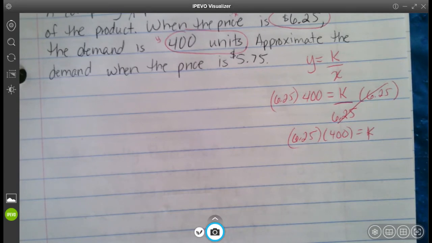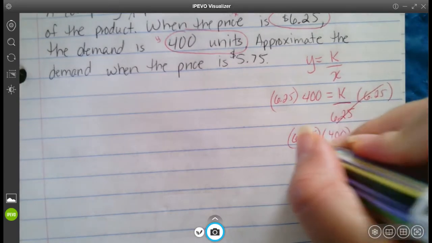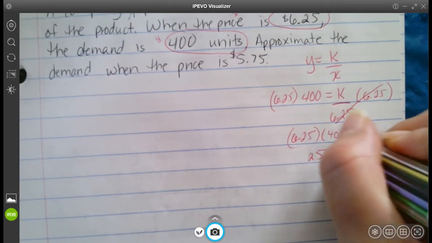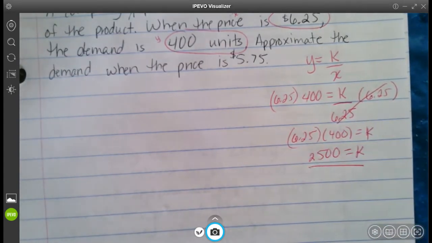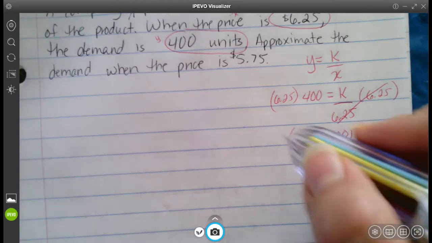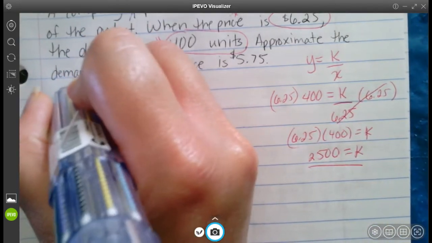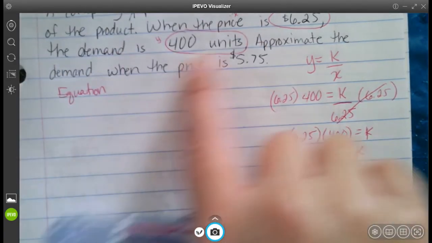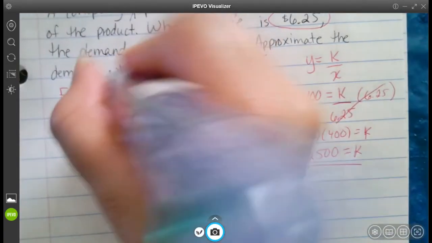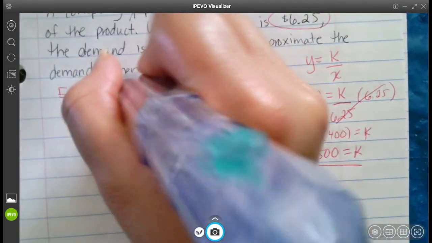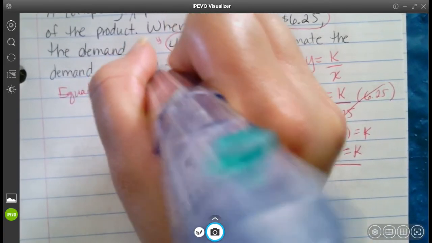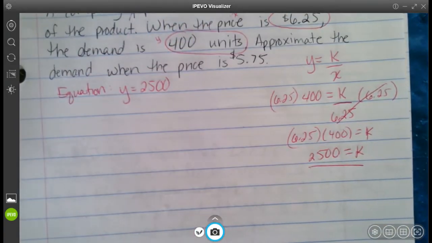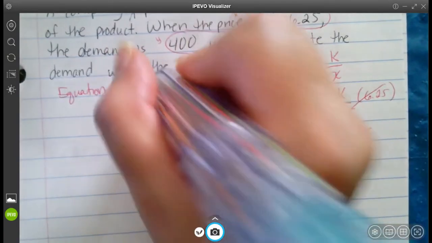And I'm getting 2500 is equal to K. So this means that our equation, or you could even say our mathematical model for this one here, is going to be Y equals 2500, because that's our K value, divided by X.